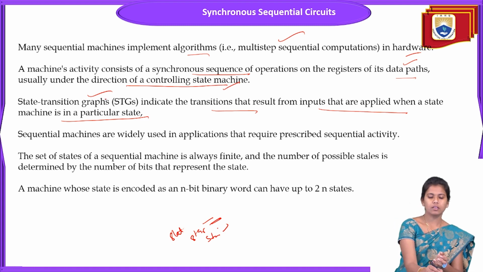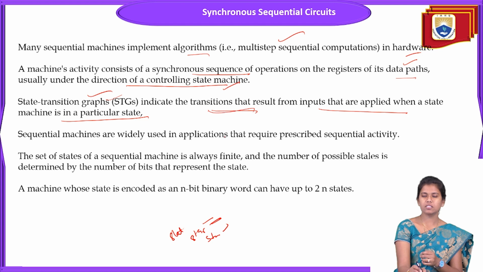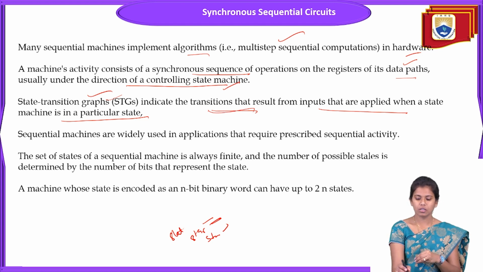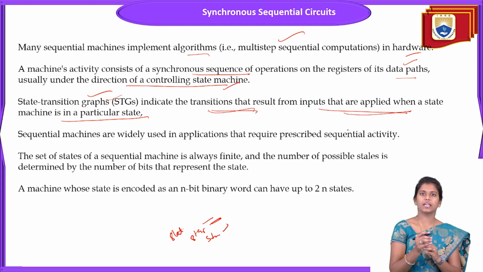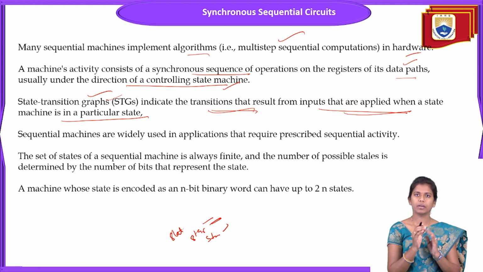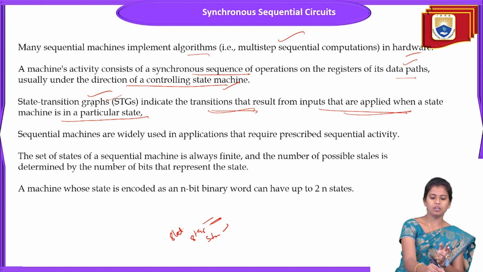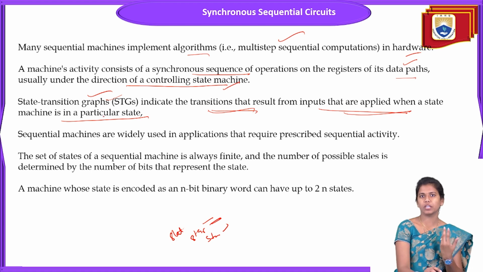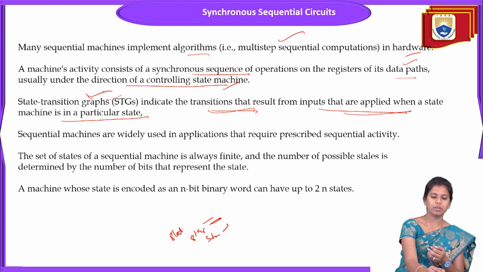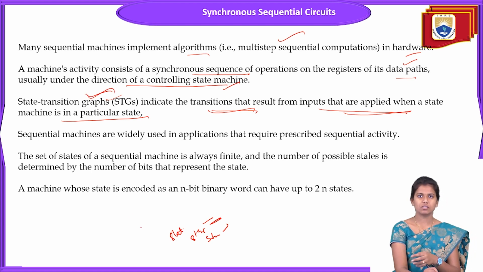So here the state transition graph indicates a transition that results from the inputs that are applied when a state is in a particular state. When the particular state transits, the output represents that the particular output is being observed with respect to the inputs and outputs, and that can be represented with the state transition graphs.